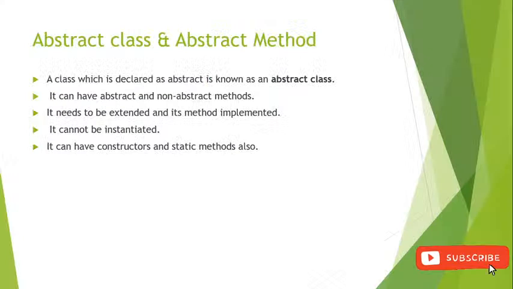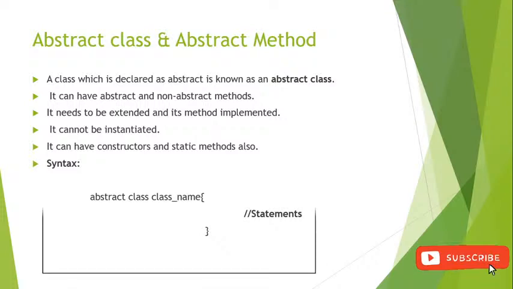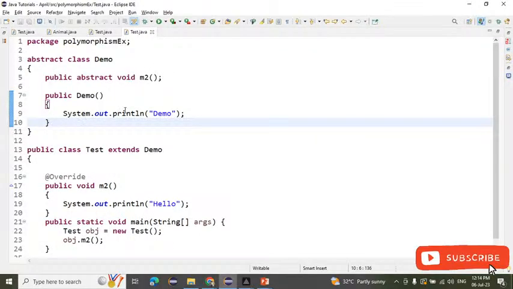After that, the syntax. What is the syntax? The abstract keyword, the class keyword, and then the class name, and inside that we can add method statements and anything according to our need. So this is the syntax of our abstract class, and this is all about the abstract method.